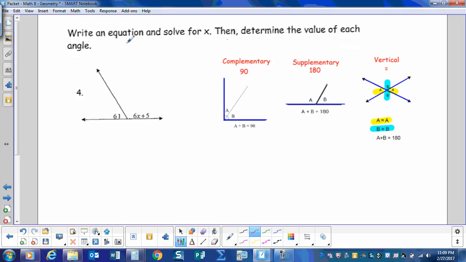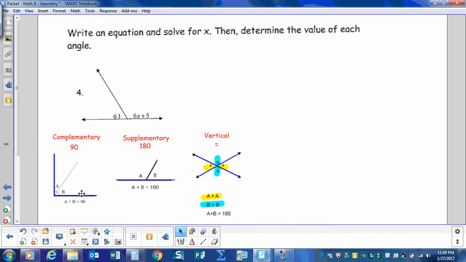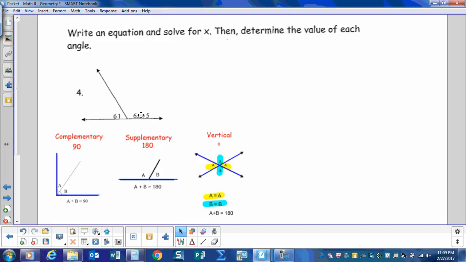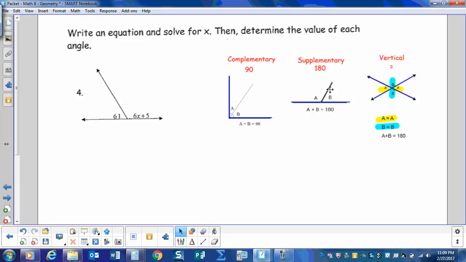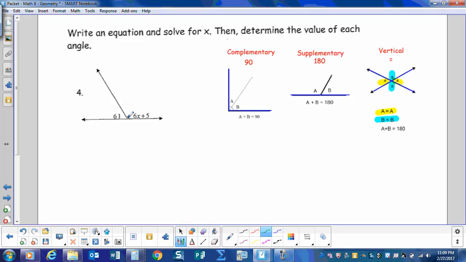Number 4, we're going to write an equation, solve for x, and then determine the value of each angle. So the first step is to look and see what the relationship of these two angles are. Are they complementary? Are they supplementary? Or are they vertical? Well, these two angles form a straight line, so they're supplementary. And we know that the one angle plus the other angle is equal to 180. So we know it equals 180.